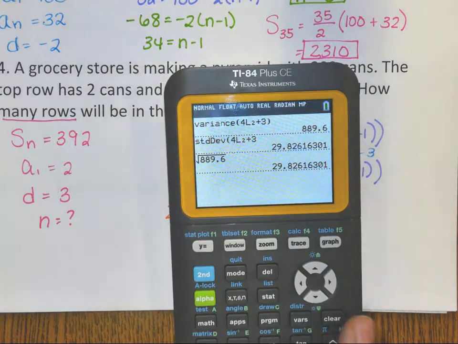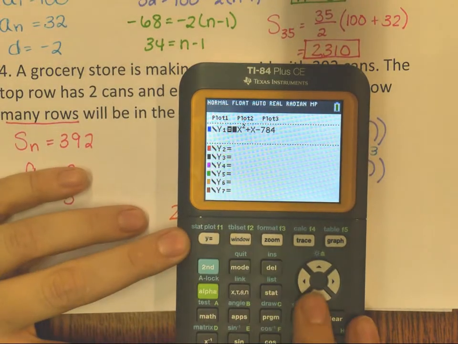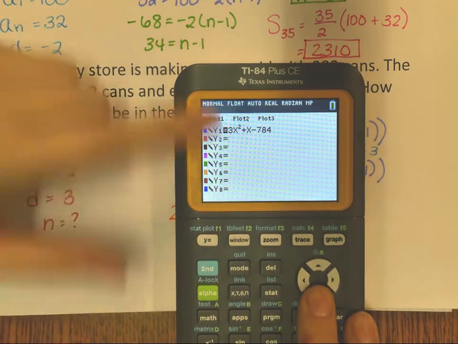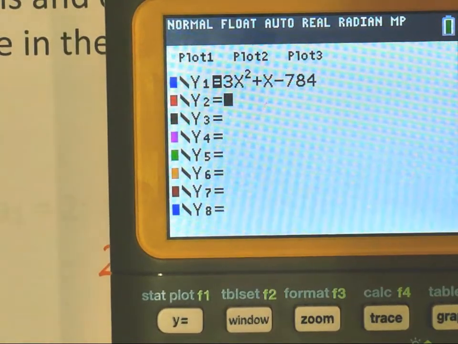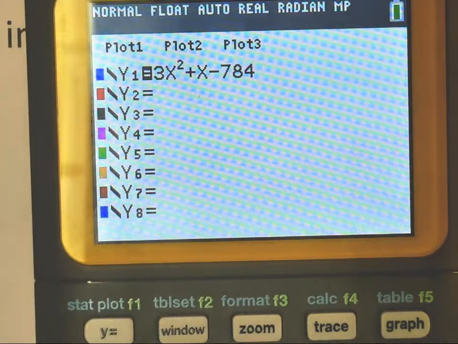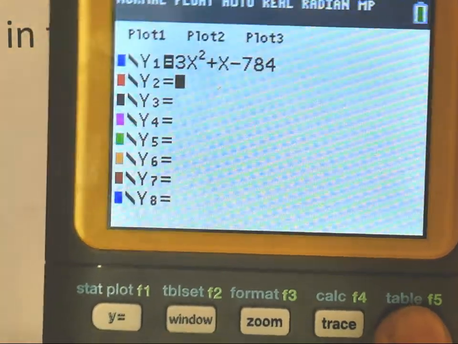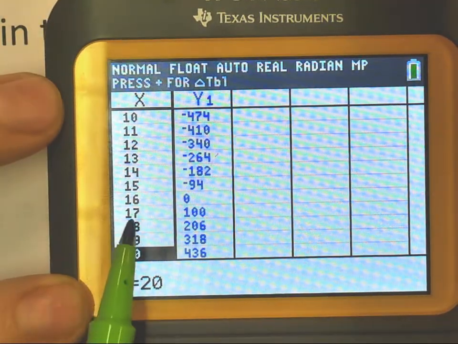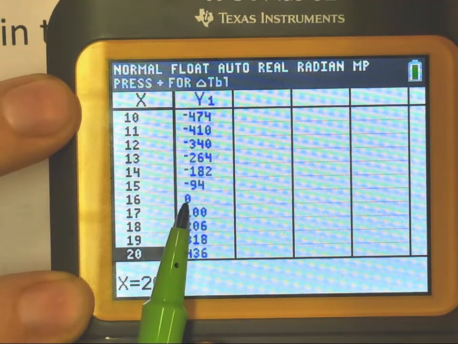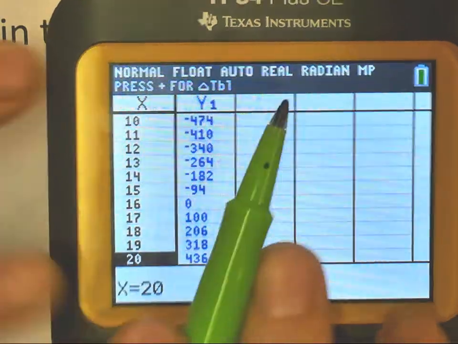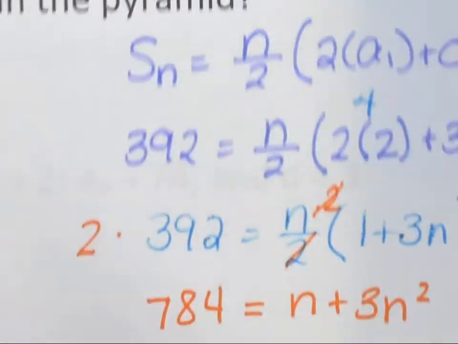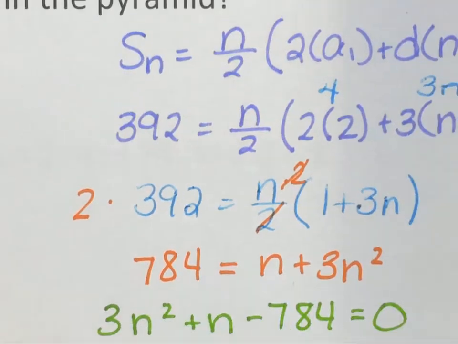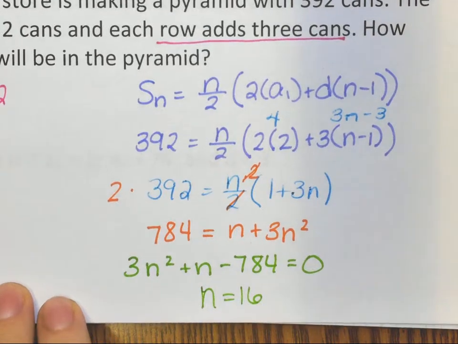So what I do is I go to my y equals and I type that equation in. Okay? 3x squared plus x minus 784. All I need to do now is do the second graph to get to my table, and I'm looking for the point where I get a 0 out. So what is n? 16. And that's all you need to do for this. I am not going to expect some crazy amount of work to solve that final piece.